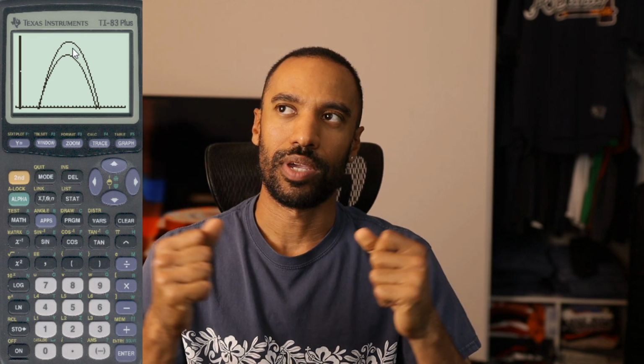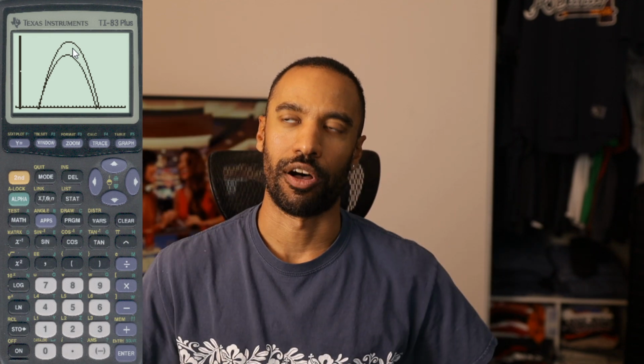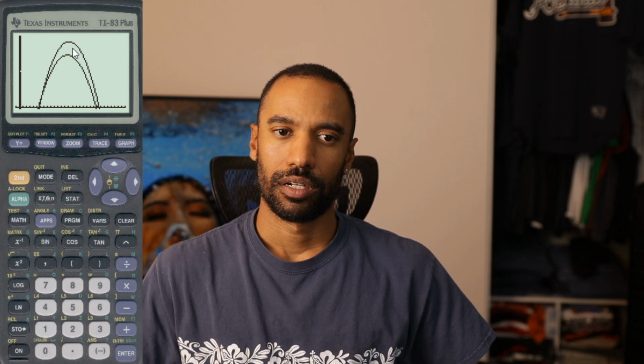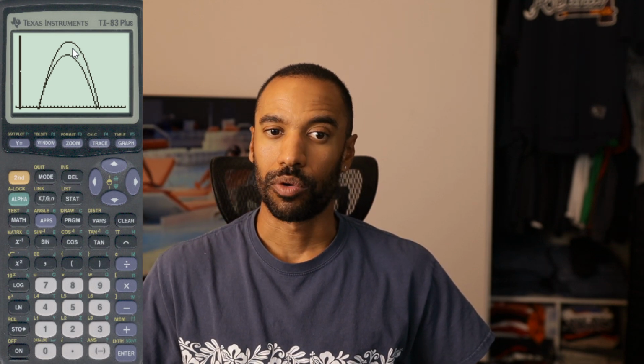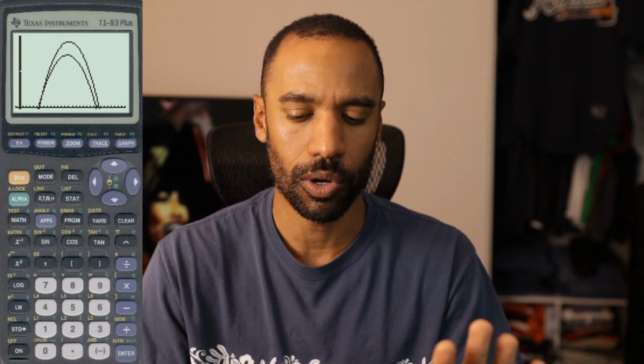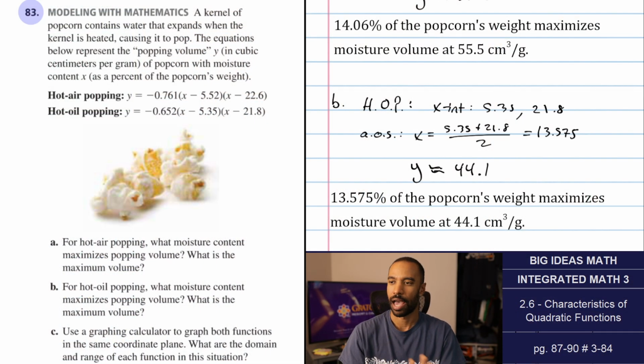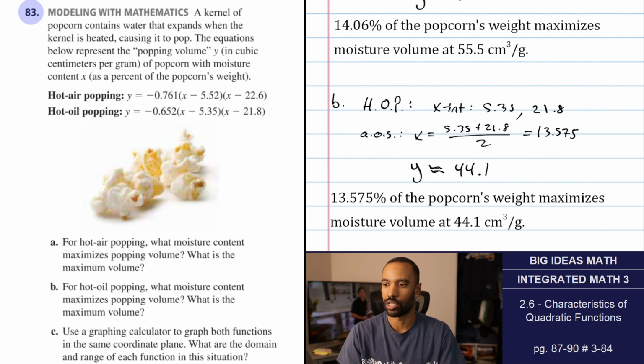See, we can't have negative popping volume. I don't think we can have negative popping volume. I think our percentages go from zero to whatever. So I think it clips our domain at the intercepts as well. I don't know what the graphing calculator has to do with this, guys. I'm going to leave that and go straight to factored form.